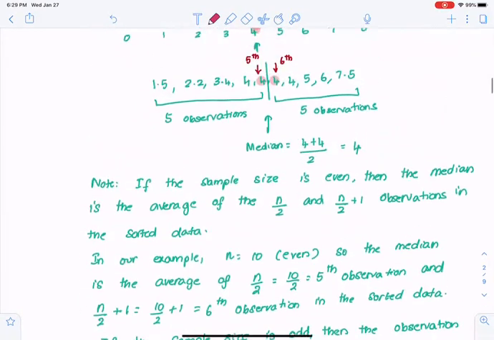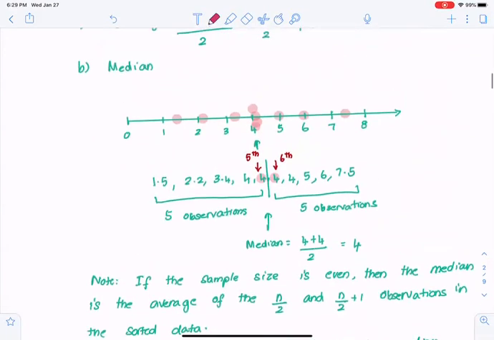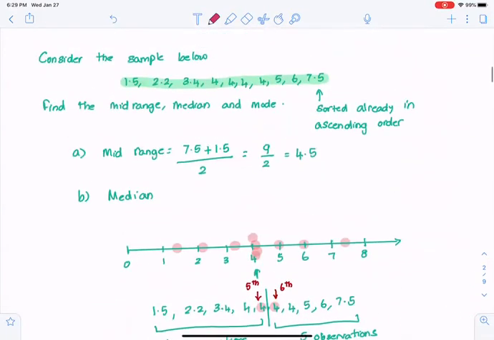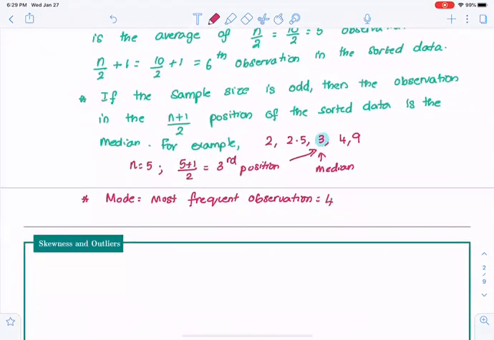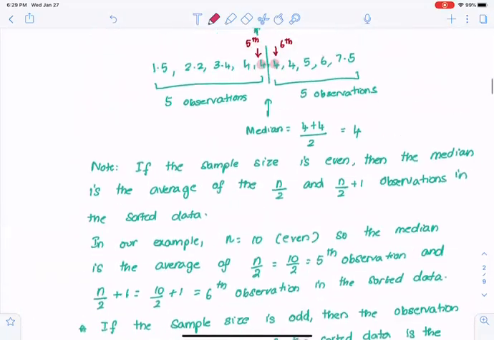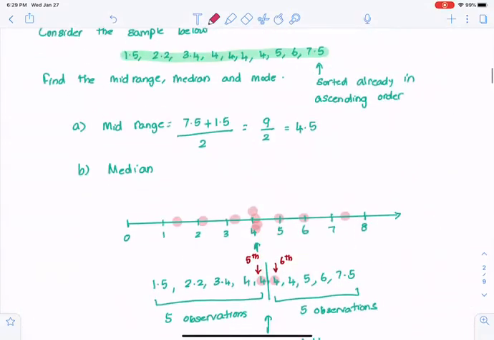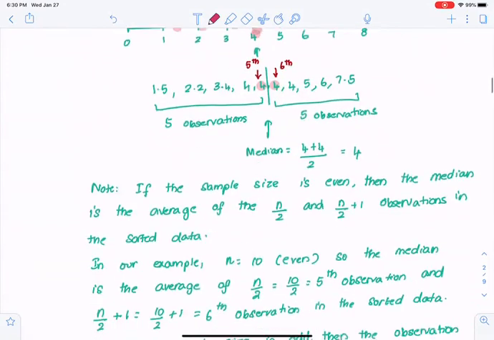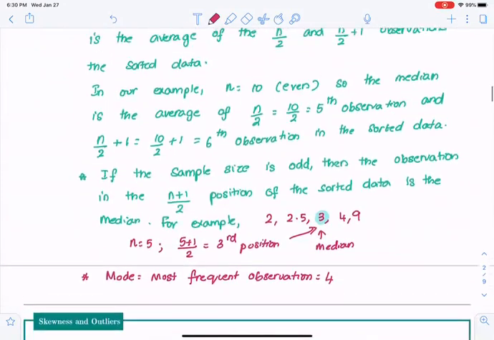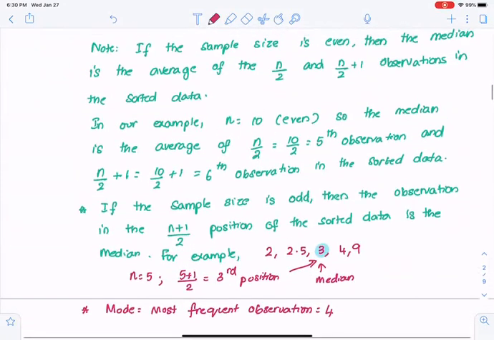And in our case, it seems pretty obvious. 4 repeats 4 times, so the most frequent observation is simply 4. Now you may wonder, oh, the mode, the mid-range, and the median, they're all the same. Is that the case always? Yes, under certain circumstances, the mean, median, and the mode will always be very close to each other. There are cases where they won't, and that would be the next section, which will be on skewness and outliers.